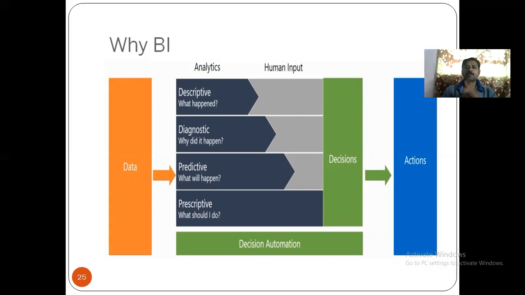Descriptive analytics means we are going to know the past. Diagnostic analysis, why did it happen, means we are going to analyze the present. Predictive means what will happen, meaning we are going to predict the future. And prescriptive means when the predicted things happen, what actions we have to take, that will come into prescriptive analysis. So all those decisions we are going to take with the help of BI, and based on those decisions, decision makers are going to take actions.